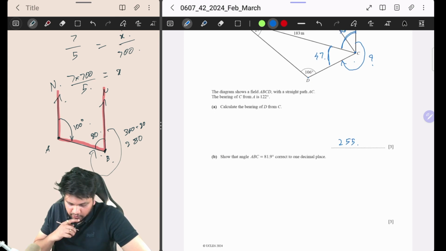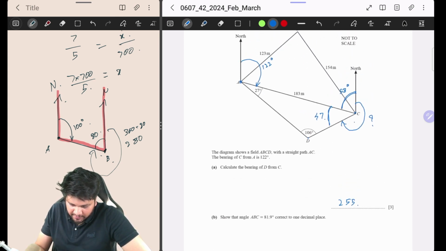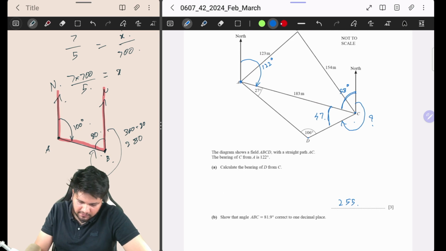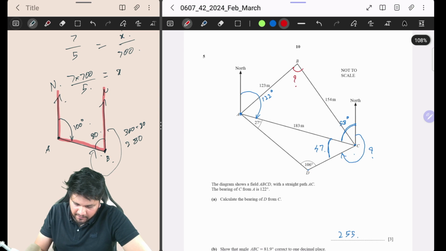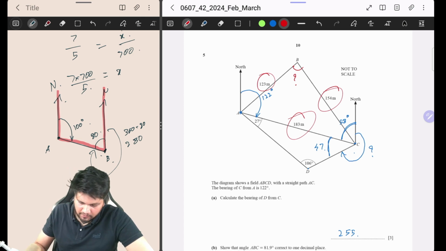Now next, show that angle ABC is 81.9 degrees, correct to one decimal. Okay, this angle they are asking. Now, of course, we know the three sides of this triangle. So obviously we are going to use cosine rule. Remember that whenever it's an isosceles triangle or something like that, please never use cosine rule. But for these kinds of questions, you'll have to use cosine.